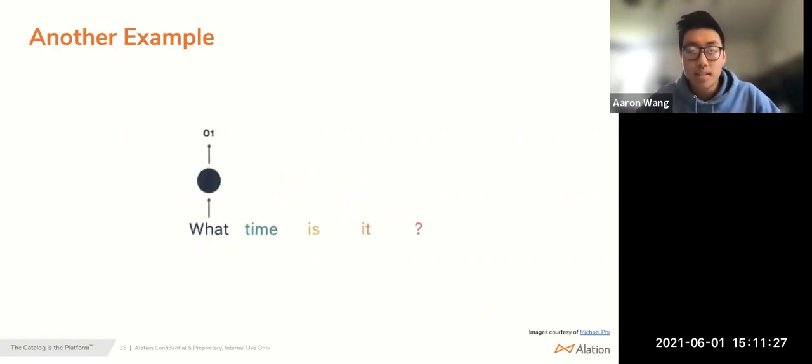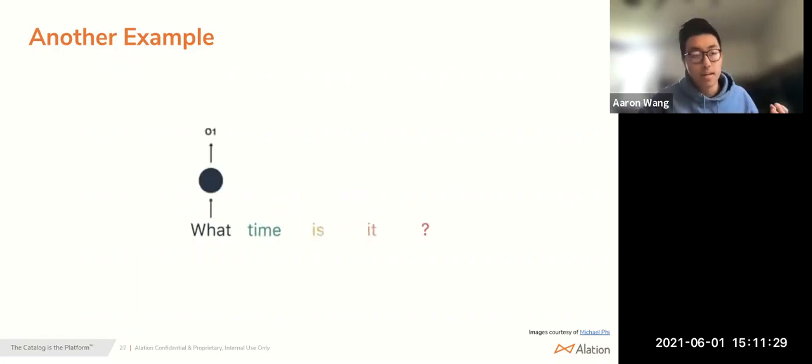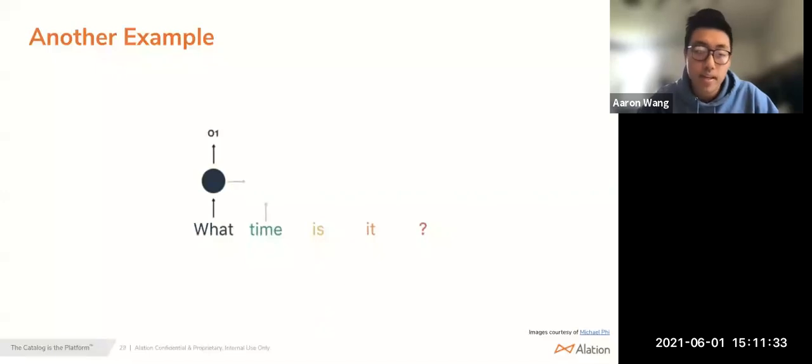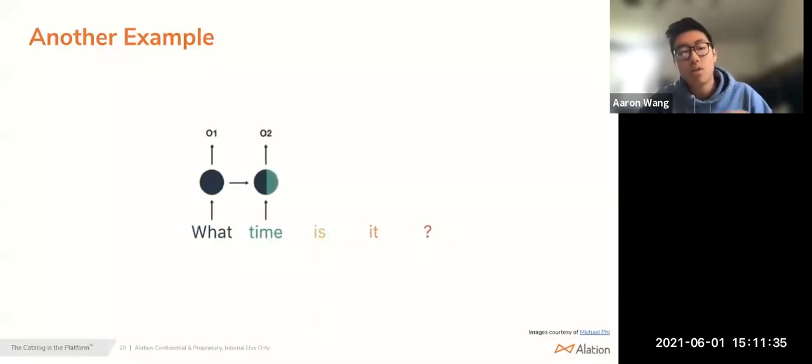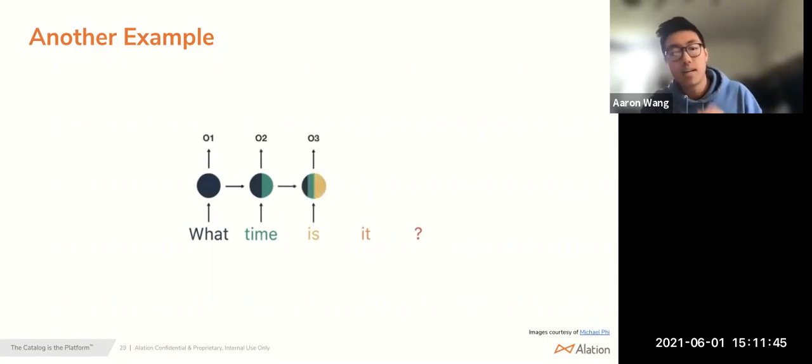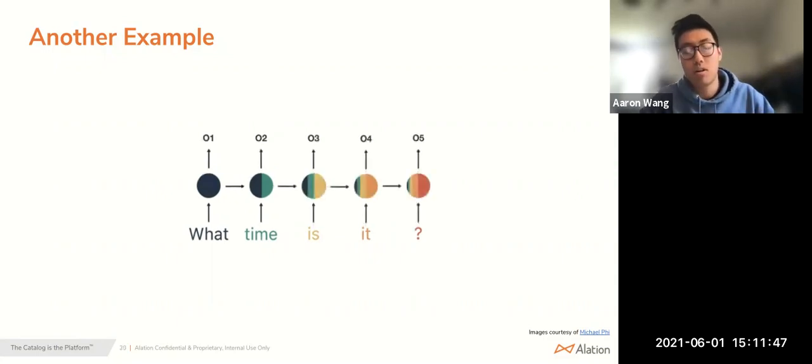We'll process "what", and that'll create some output. Next, we can process the word "time". When we process the word "time", we'll also take in the output from the prior step. That bakes in the knowledge of not only "time", but also "what". You can continue doing this recursively down the line. That's an RNN, a recurrent neural network.